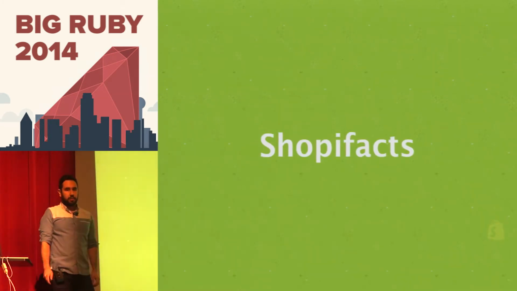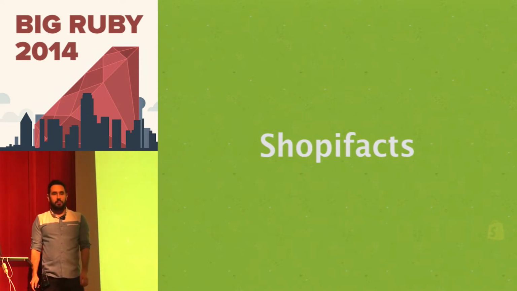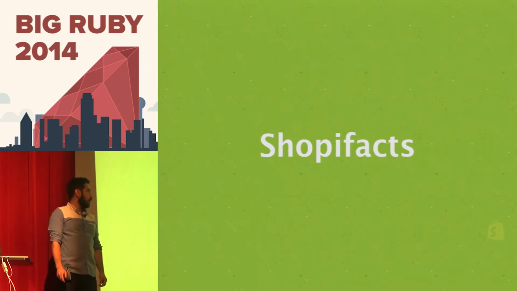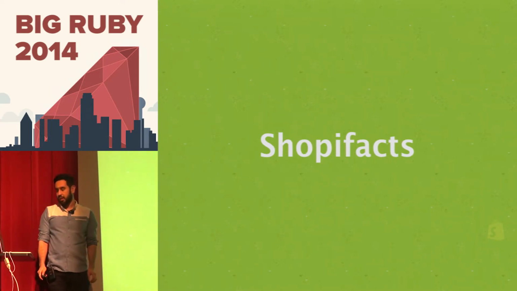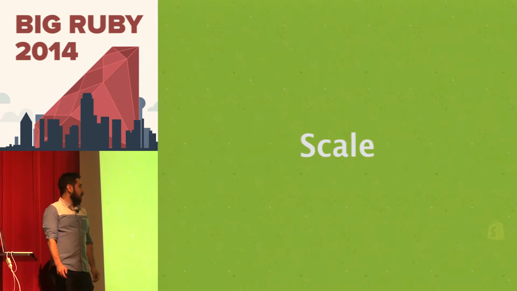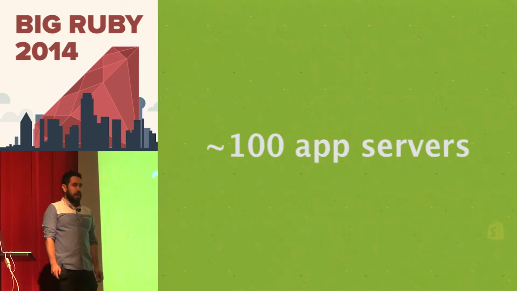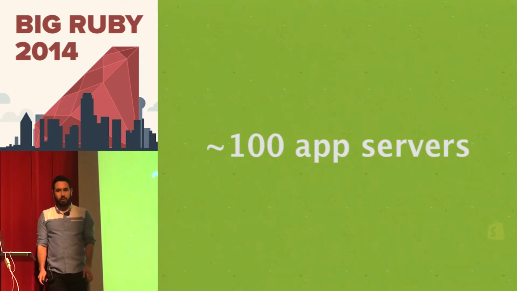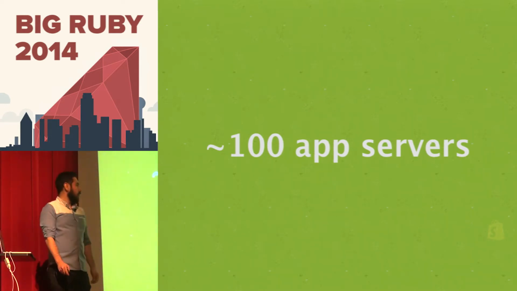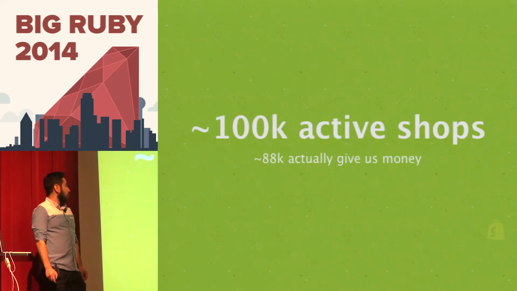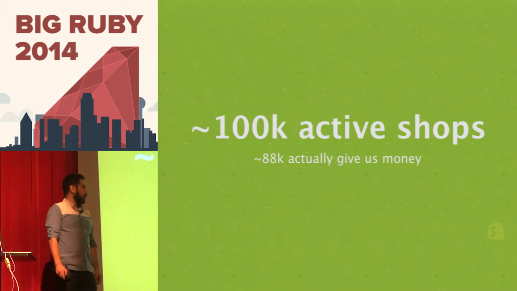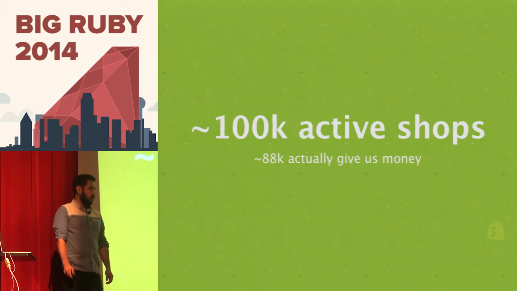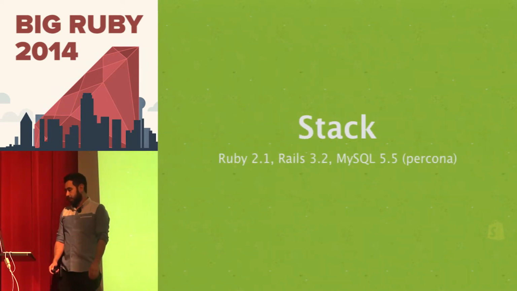So a little bit about Shopify. We're an e-commerce platform. We don't sell stuff. We allow people to create their own stores to sell their own products. Let's talk a little bit about the scale of Shopify. Shopify is deployed on around 100 app servers. Hardware is heterogeneous, but in general, it's very high performance. We have around 100,000 active shops now, of which around 88,000 actually pay us money, so 88,000 customers.